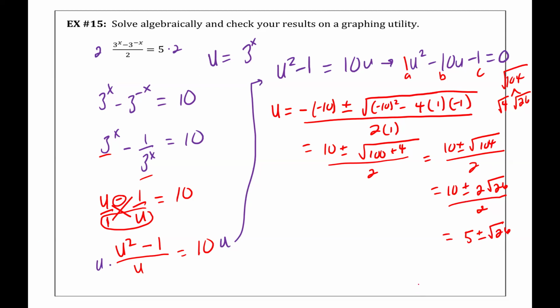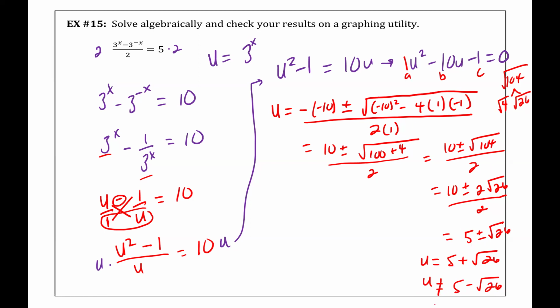All right. Now, plus or minus means you have 2 solutions. One is being added, one is being subtracted. So keeping that in mind, our u can equal either 5 plus the square root of 26, or u in theory can equal 5 minus the square root of 26. Well, 5 minus the square root of 26 is going to be a negative. So you cannot equal that, okay?